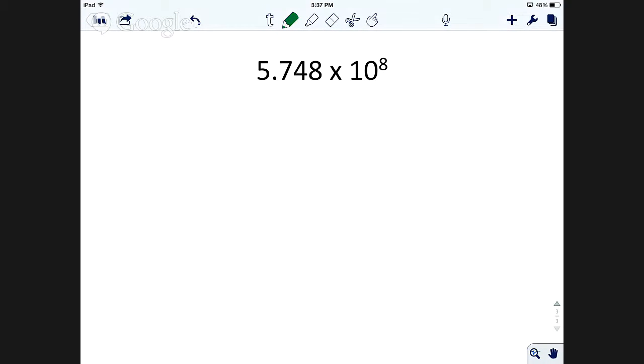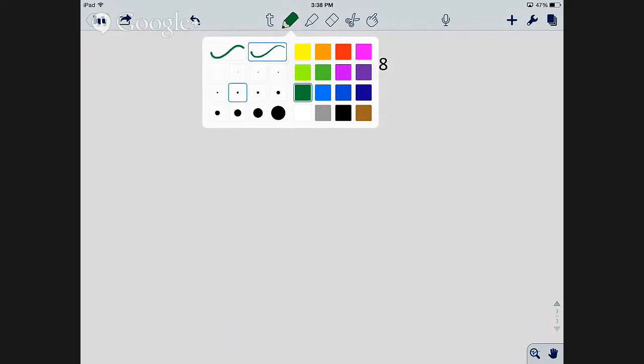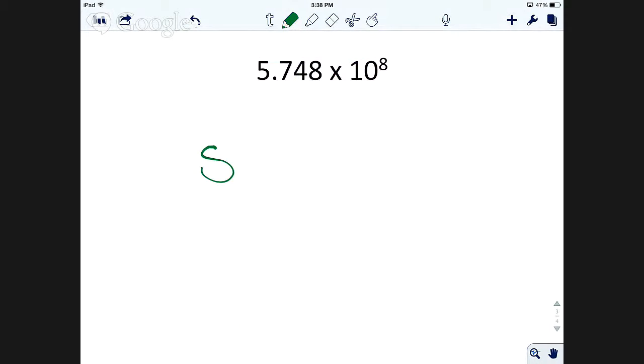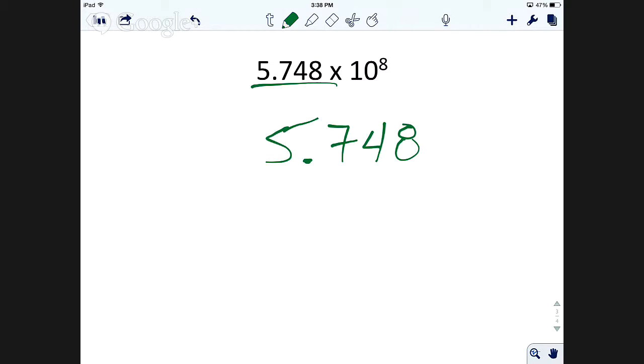So let's get the pen working here. You can see, again, my first number, it's between 1 and 10. It's greater than or equal to 1, less than 10. So I'm going to start with that number. Let's make this a little bit darker. I'm going to start with, not there, 5.748. Right, because that's what they gave me.